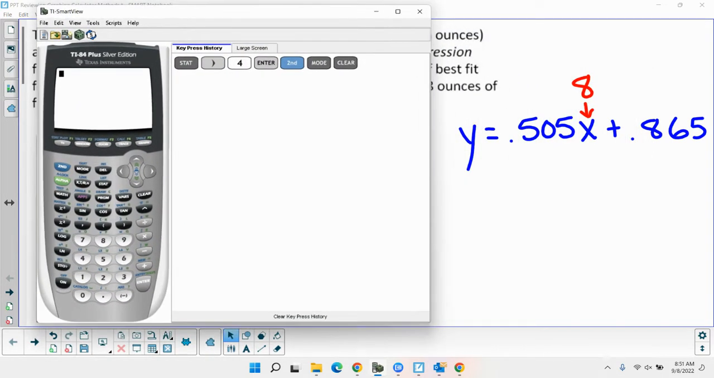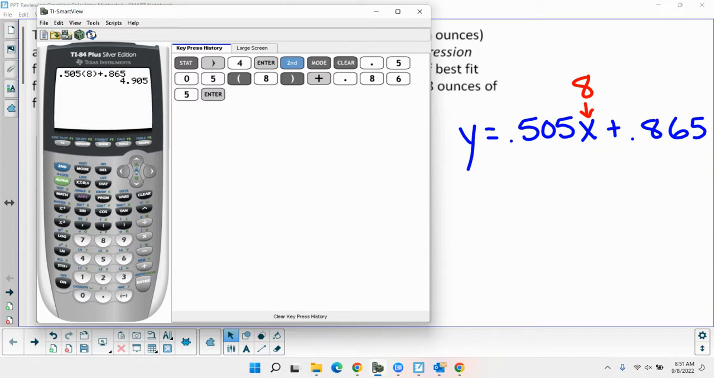All right, you can just do 0.505 and put 8 in place of the x plus 0.865 like that and get $4.91. Why did I say 91? I rounded up. Go to the nearest cent. If you're answering in dollars and cents, go to the nearest cent, which would be 91, not 90, right? Because of the 5.